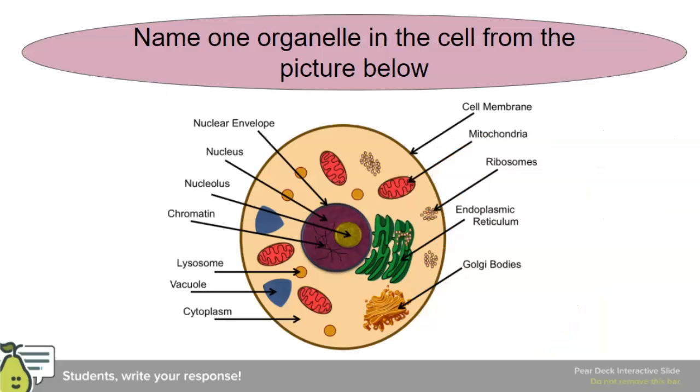Do me a favor, name one organelle in the cell from the picture below. Just one, there's lots of them there. So you could have listed any one of these: cytoplasm, nucleus, ribosome. These are all organelles. They're all parts that are going to help the cell do its job.